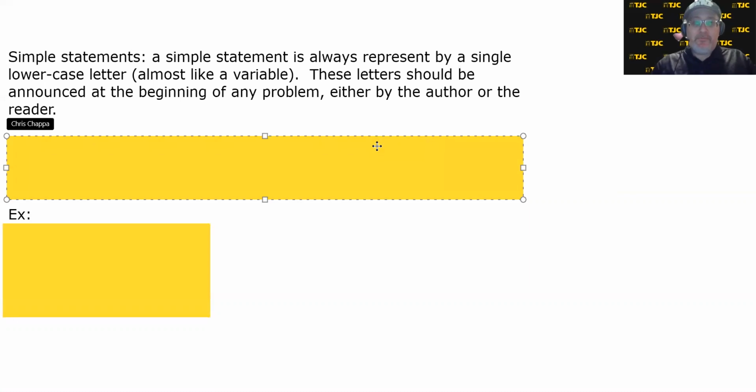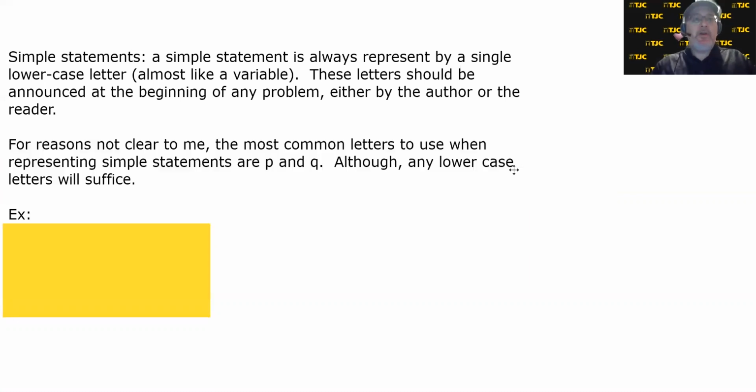For example, for reasons not clear to me, and I did research this and I threw it up in a Facebook group to see what happens, the most common letters to use when representing simple statements are P and Q, although any lowercase letters will suffice. But the defaults are P, Q, and if you need another one, R. If you need another one, S. I don't know why it starts at P. Hopefully I can find out the answer to that.